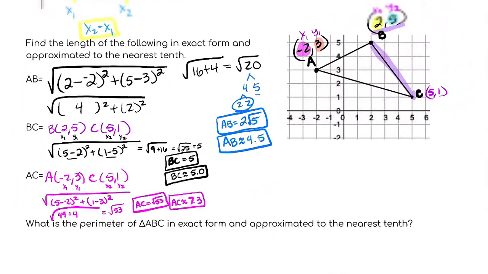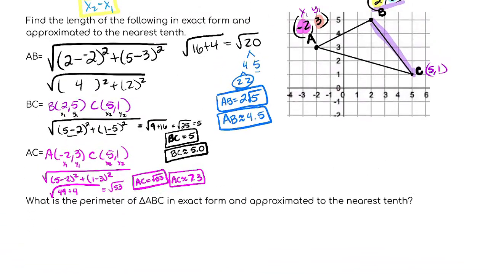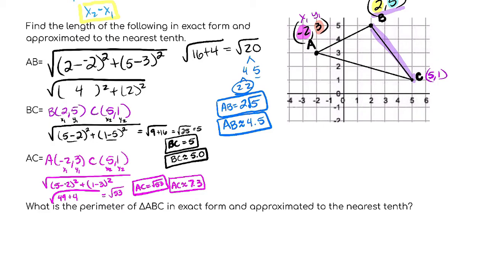So that is how we use the distance formula. Now there is an add-on to this, and that is what is the perimeter of triangle ABC in exact form and approximated to the nearest tenth. And this is good for us to talk about how we would use radical form and simplify.